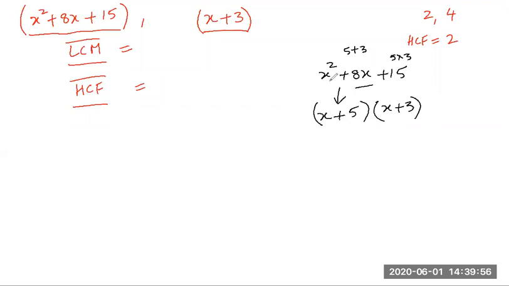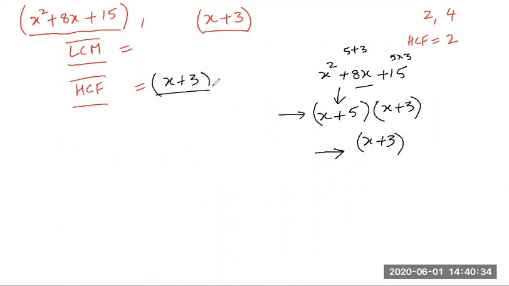When you multiply again, you'll get x squared plus (5 plus 3) 8x plus 5 into 3, 15. So I have x plus 5 into x plus 3, and the second term is x plus 3. Am I right, students? Now I've got these two terms. So what is the highest common factor of these two terms, what will be the HCF? X plus 3, beautiful. X plus 3 will be the HCF.